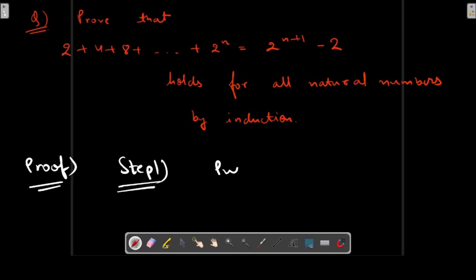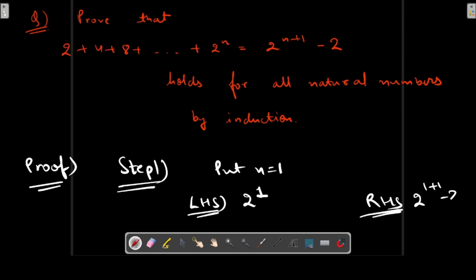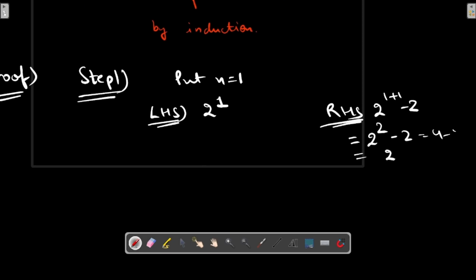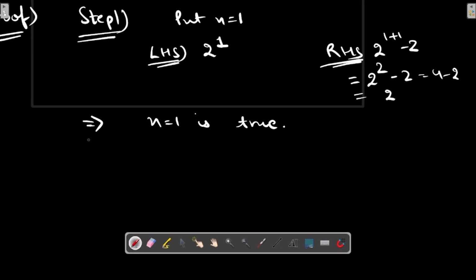Step 1 is put n is equal to 1. On LHS, what you're going to get is just 2, 2 to the power of 1, right? On RHS, 2 to the power of 1 plus 1 minus 2, right? So 2 to the power of 2 minus 2. So that's just 2, right? Because 2 square is 4, 4 minus 2. So we can say n is equal to 1 is true. Okay. Next, go to step 2.